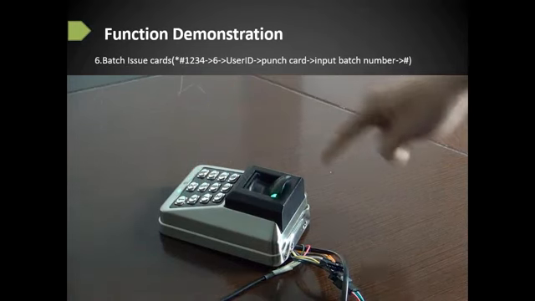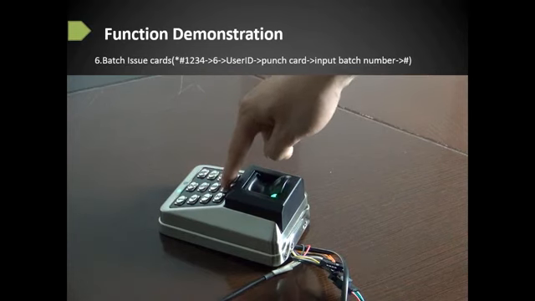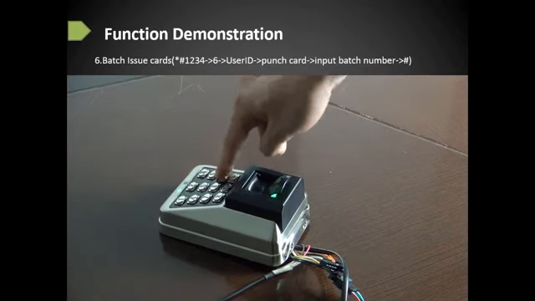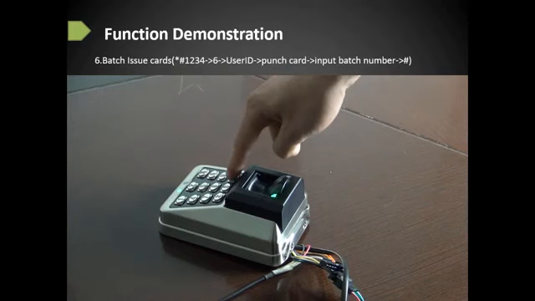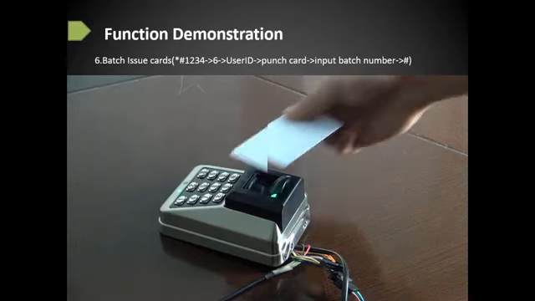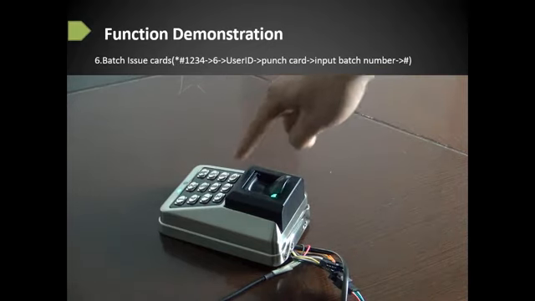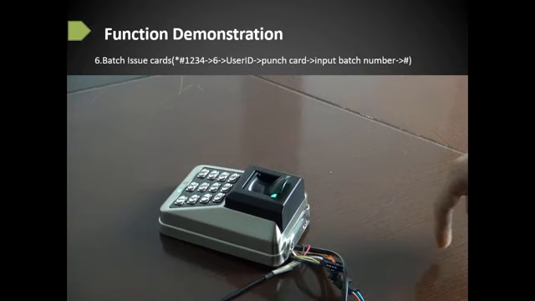I enter the administrator mode and enter the punch issue card mode. I input my user ID with the end of the punch key. I punch my card and then input the punch number with the end of the punch key. It means I will give you 5 cards, with my user ID and my card number as the beginning of the 5 cards. Okay, let's view the result.